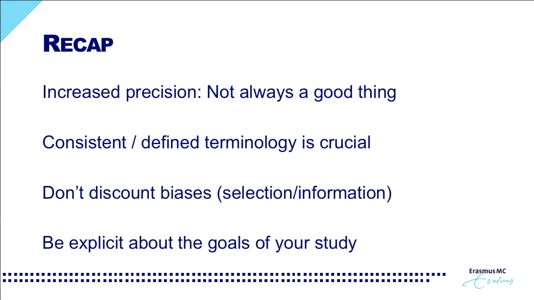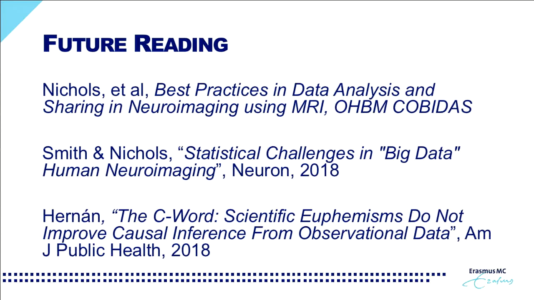And just wrapping up, back to the Miguel Hernan paper about the C word, try to be as explicit as you can about the goals of your work. Are you doing a descriptive study? Are you doing a prediction study? Are you looking at causal inference? Again, it makes everyone's lives easier if you're very explicit about what kind of study you're doing. And it helps, for example, a reviewer evaluate whether or not you're applying your methodology, applying your models properly.